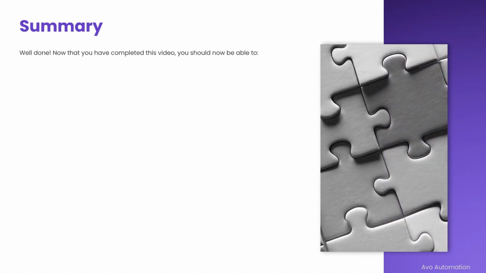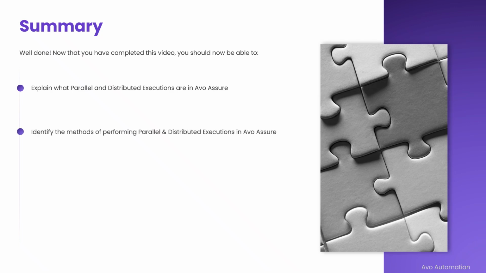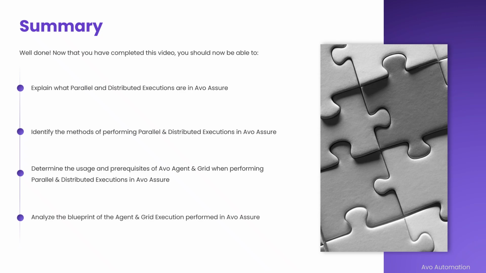Well done. Now that you have gone through the concepts and demos, you should be able to explain what parallel and distributed executions are in Avo Assure. Identify the methods of performing parallel and distributed executions in Avo Assure. Determine the usage and prerequisites of Avo Agent and Grid when performing parallel and distributed executions in Avo Assure. Analyze the blueprint of the agent and grid execution performed in Avo Assure.